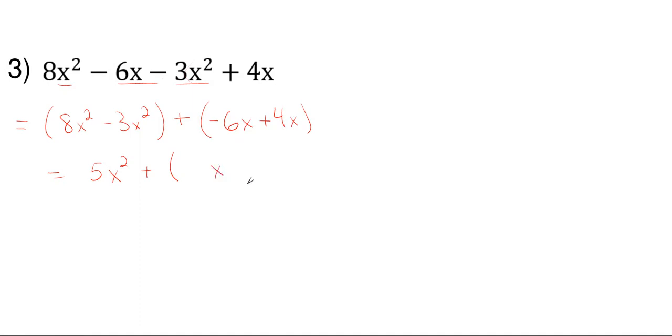So just drop that variable down. And then you're just looking at the numbers in front. So minus 6 plus 4 gives me a minus 2x. Well, the minus sign is going to come out here and change this plus to a minus. So we end up with 5x squared minus 2x. So this entire expression right here will boil down to 5x squared minus 2x.